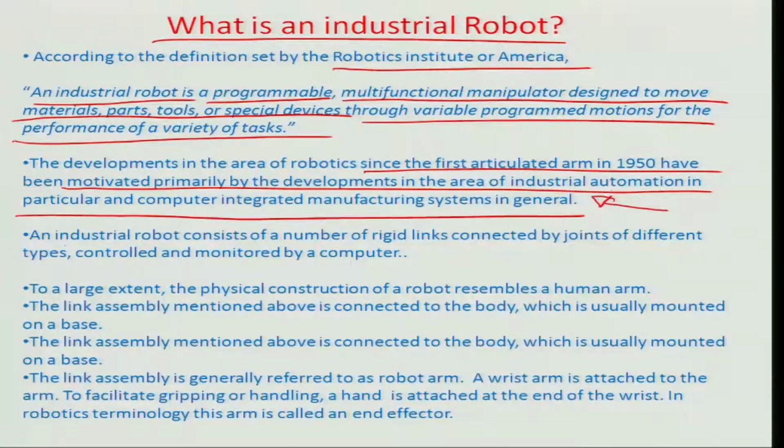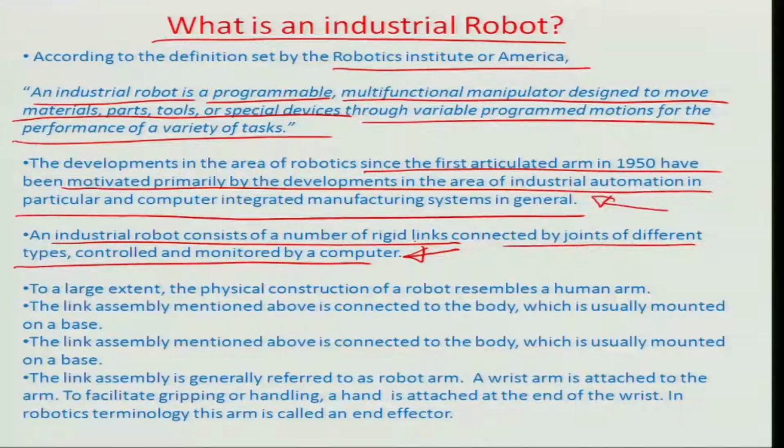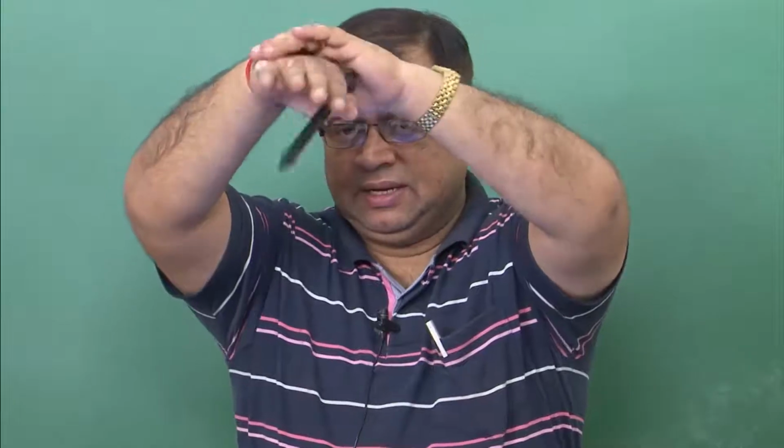An industrial robot consists of a number of rigid links connected by joints of different types, controlled and monitored by a computer. To a large extent, the physical construction of a robot resembles a human arm: you have a lower part of the arm, an upper part of the arm, a wrist, and then something like the portions of the hand. In a similar manner, if I can have all these degrees of freedom with respect to a lower arm, the upper arm, the wrist and the forward hand portion of this arm, this could actually be mechanized to be implemented as a full-fledged robot arm.